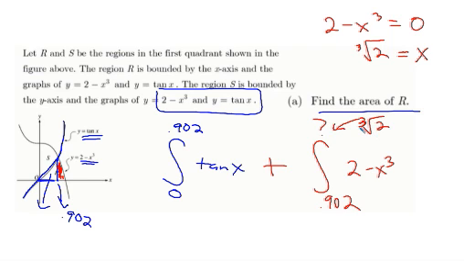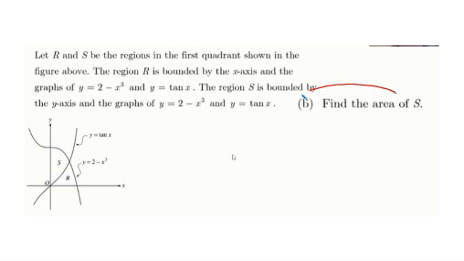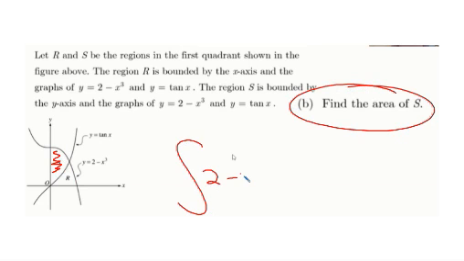Now, if I was doing the area, find the area of S, this in here, now I do have a subtraction situation. This one, I would have the top function as 2 minus x cubed, subtracting the bottom function, tangent of x, and I'm just going from 0 to that 0.902. All right, so that region is a little bit different method, and we will stop there for today.